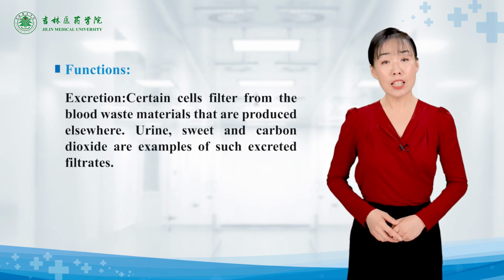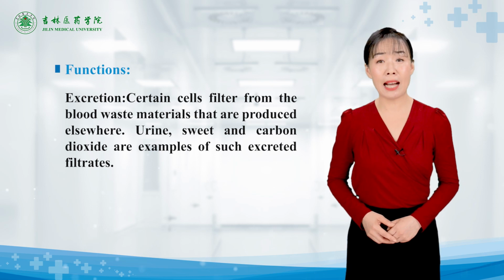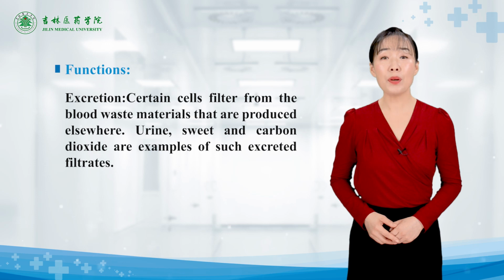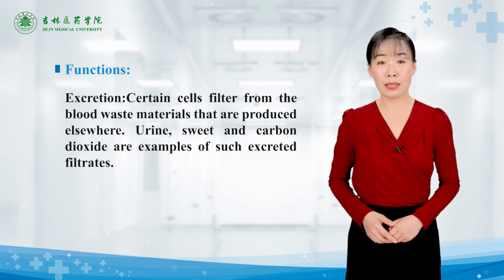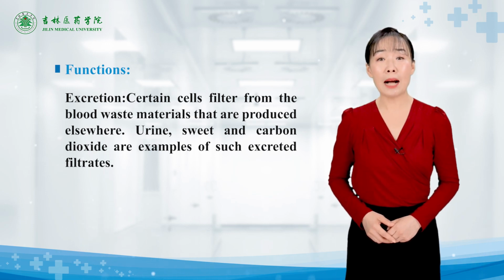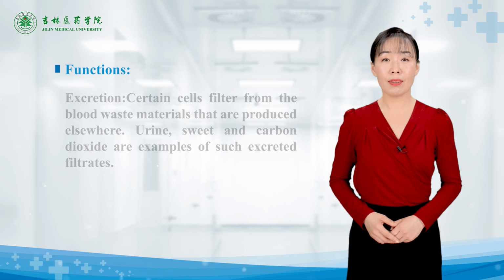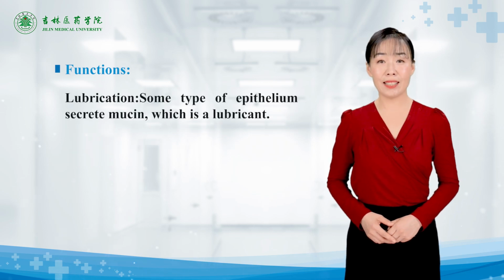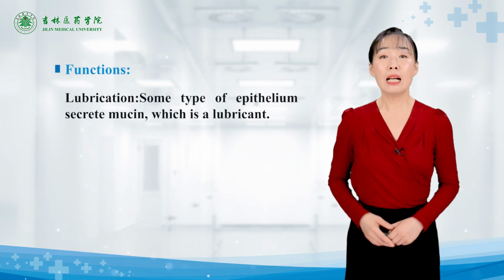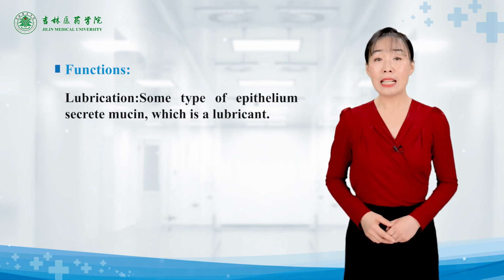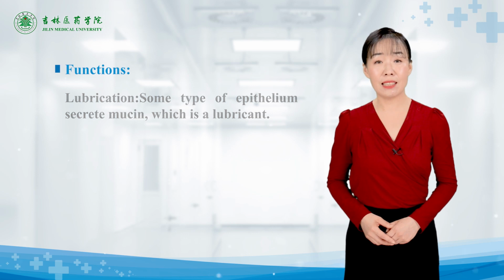Excretion. Certain cells filter from the blood waste materials that are produced elsewhere. Urine, sweat, and carbon dioxide are examples of such excreted filtrates. Lubrication. Some types of epithelium secrete mucin, which is a lubricant.